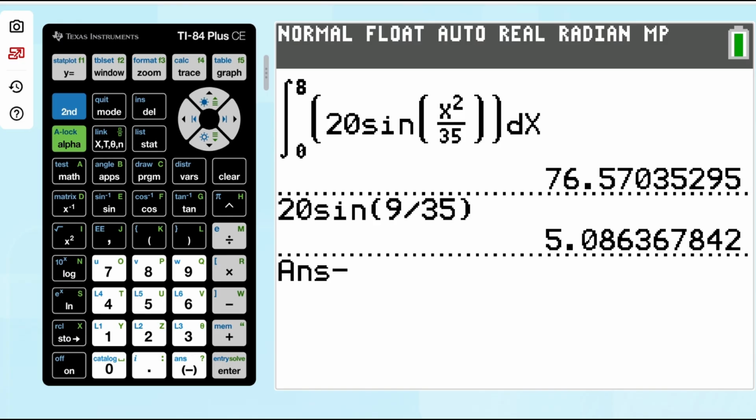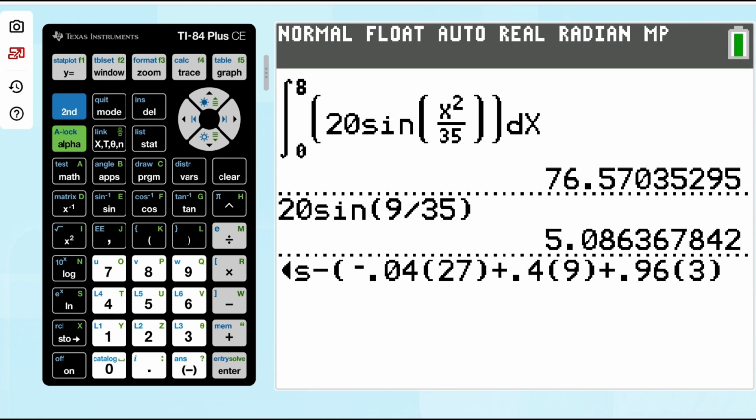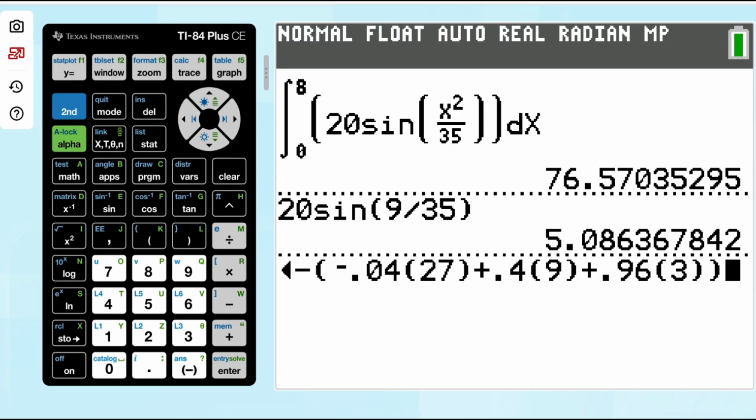And then we can just subtract from it the value of d at 3. So I'm going to put that whole function in parentheses. It was negative 0.04 times t cubed, so 3 cubed, or 27. And then plus 0.4 times t squared, so 0.4 times 9, since it's 3 squared. And then plus 0.96 just times t, so times 3. We'll close our parenthesis there for the end of the d of t function.